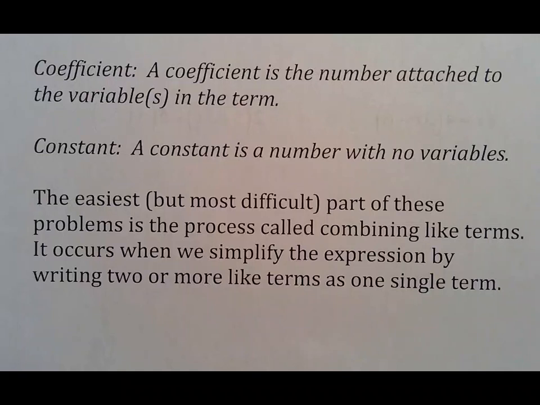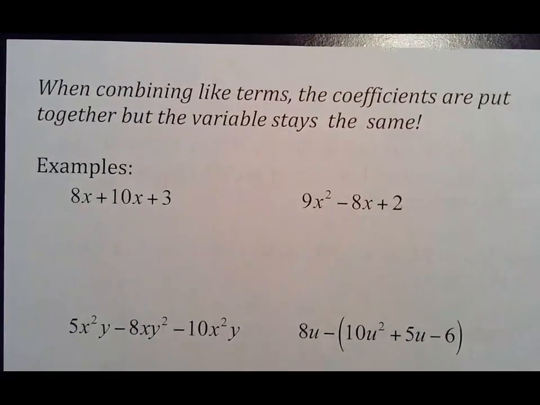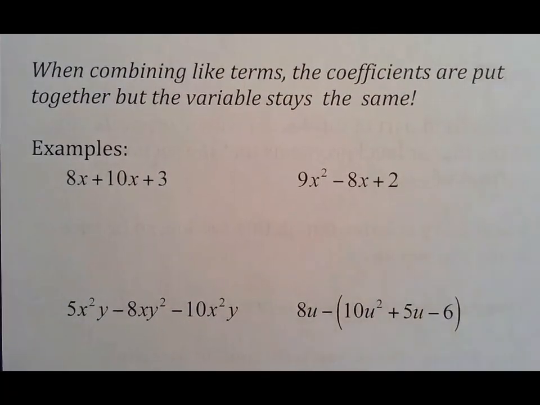The easiest but most difficult part of these is called combining like terms. It occurs when we simplify the expression by writing two or more like terms into one single term. So when combining like terms, the coefficients are put together, but the variables stay the same.